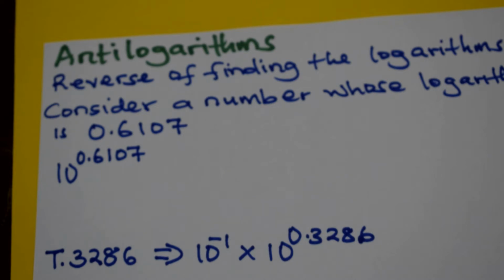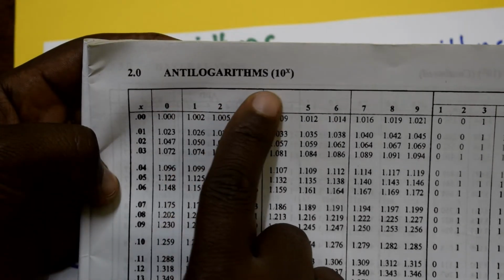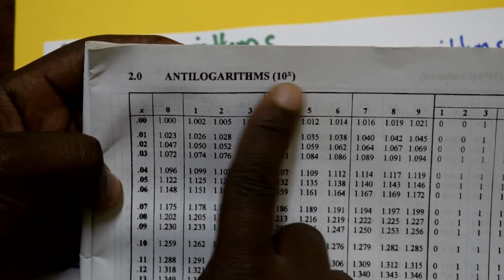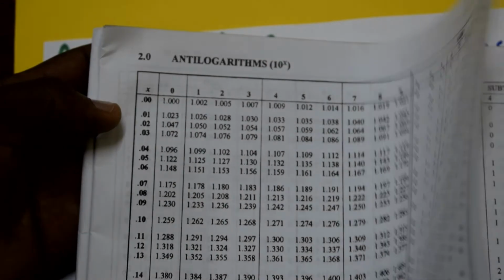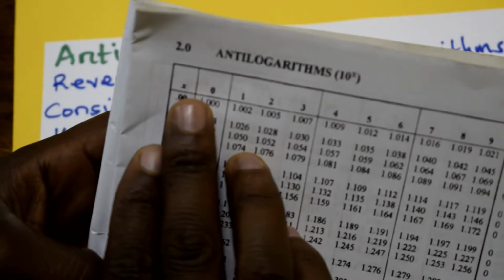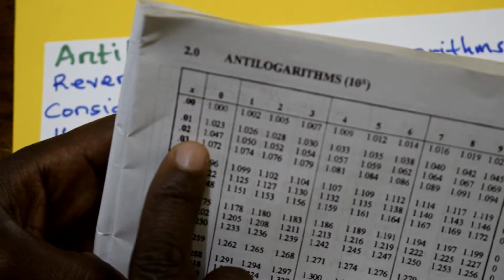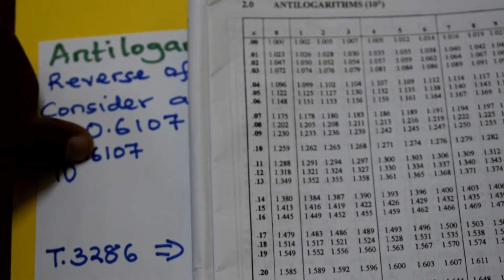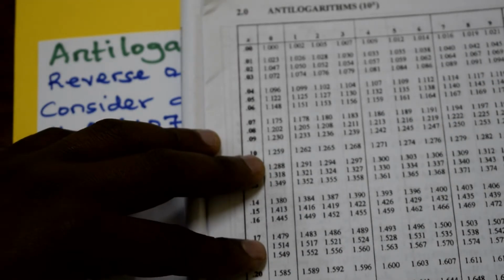So that number is 10 power 0.6107. So we go to the anti-logarithms. In this mathematical table, after logarithms we have anti-logarithms. You can see it's 10 power x. So we need to know what number this x was. So we go back and find. For this one, you're going to see we have 0.00, 0.01, 0.02 on the x, so we are going to have 2 digits, then we read the other. In our case, we have 0.61. So we go to where we have 61.